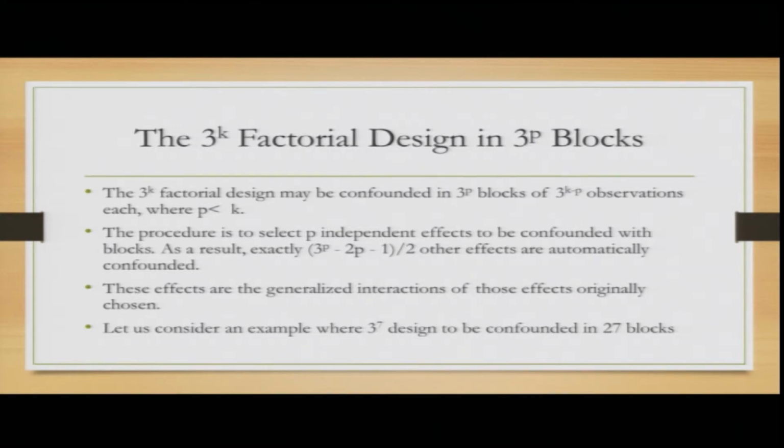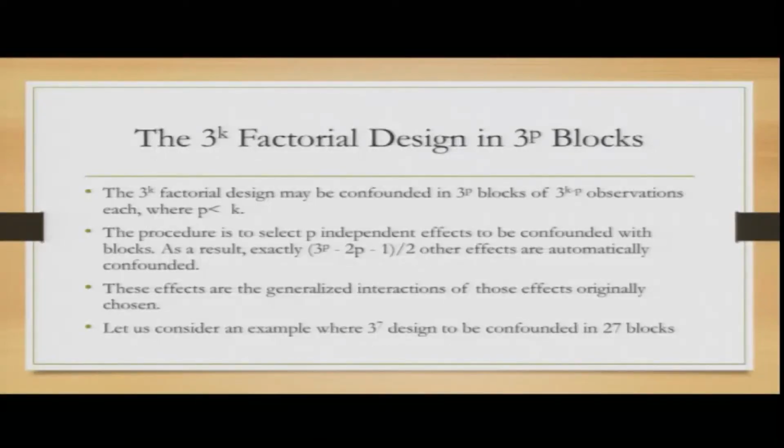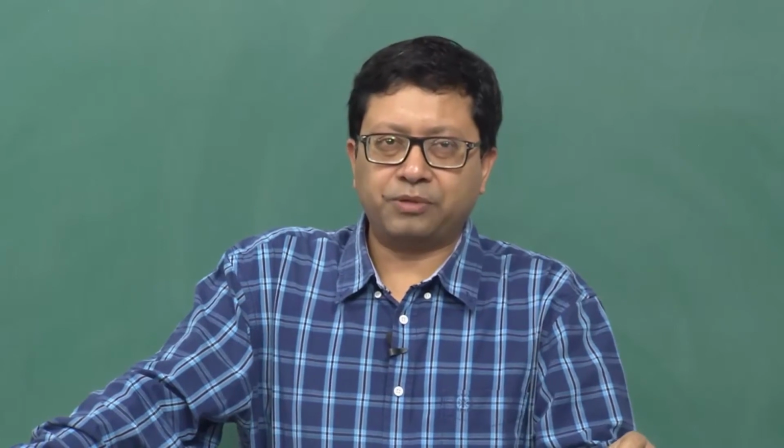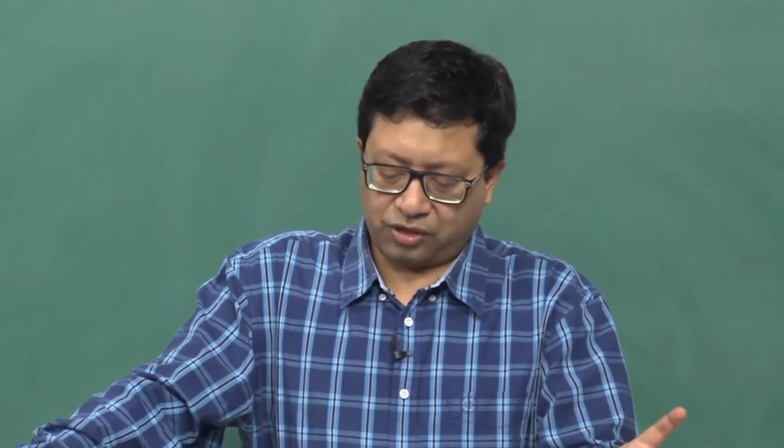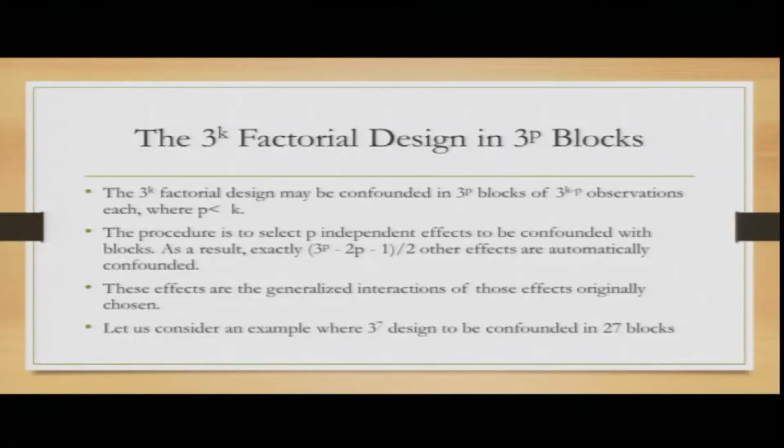The procedure is to select p independent effects to be confounded with the blocks and find out their effects accordingly. As a result, the effects which are automatically confounded would be given by (3^p minus 2p minus 1) divided by 2. So, 3 to the power p blocks are there, and minus 1 is for the loss of degrees of freedom, and the total combination would be (3^p minus 2p minus 1) divided by 2. That would be the total of other effects which are automatically confounded. These effects are the generalized interactions of those effects originally chosen.